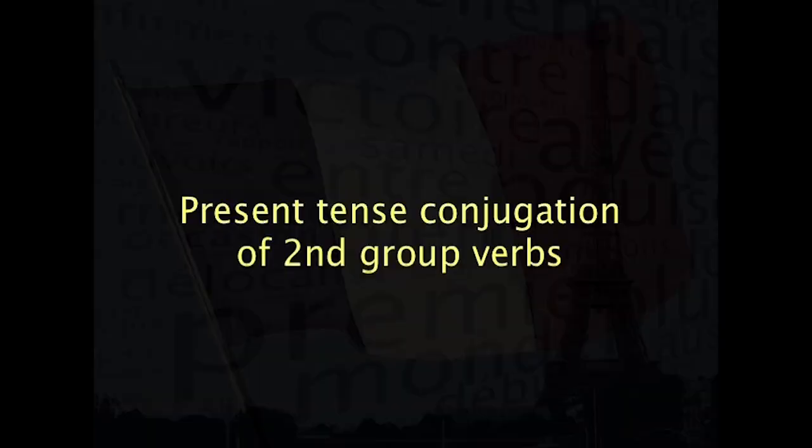In today's session, we are going to learn how to conjugate in the present tense verbs that belong to the second group. In the third chapter, I had told you that in the French language, there are 4 basic groups of verbs. We have already learned how verbs that belong to the first group are conjugated in the present tense. Today we'll proceed to the second group.